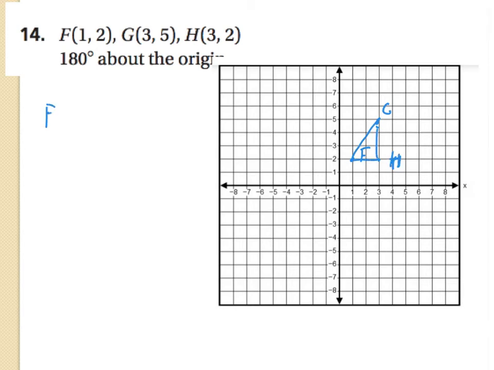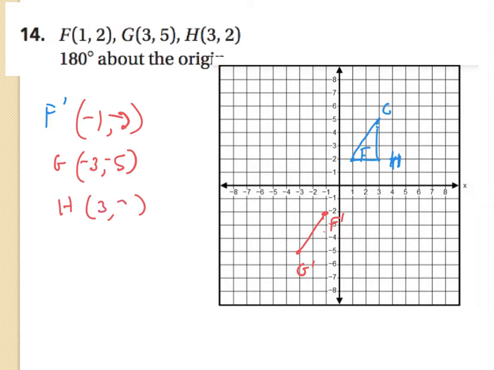So when we go 180, we just keep the order the same and we change the signs. G is going to be, we're going to keep the same order and we're going to change the signs. So -3, -5. So that was F prime. And this is G prime. H, we're going to keep the same order and we're going to switch the signs. So -3, -2. And that's going to be H prime.